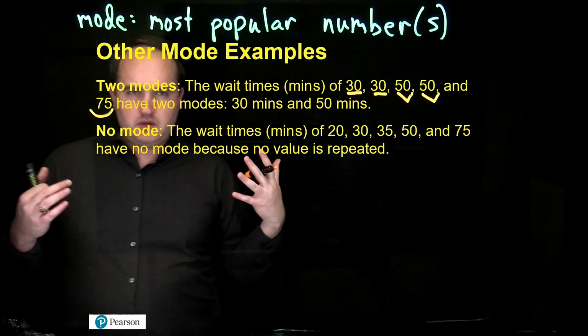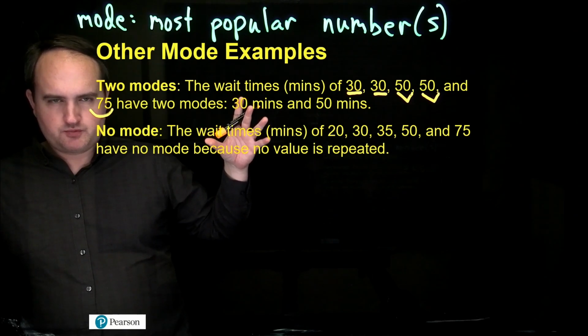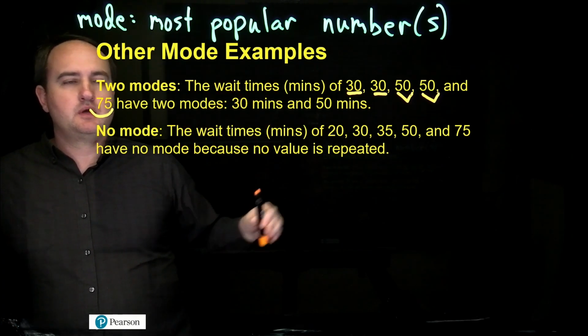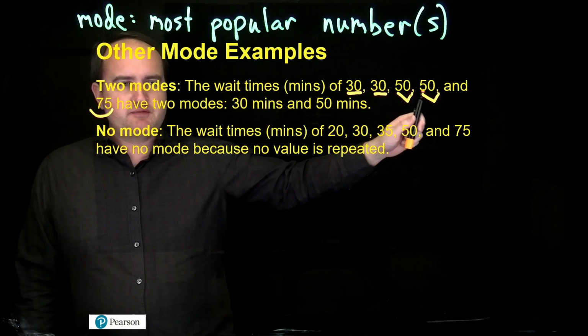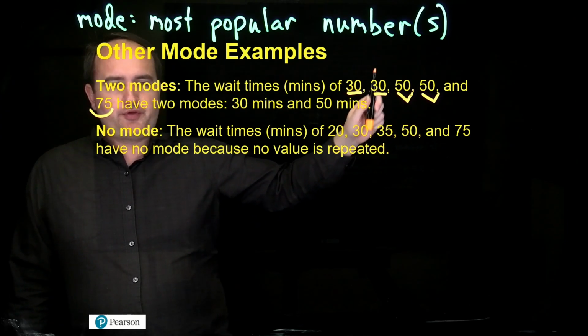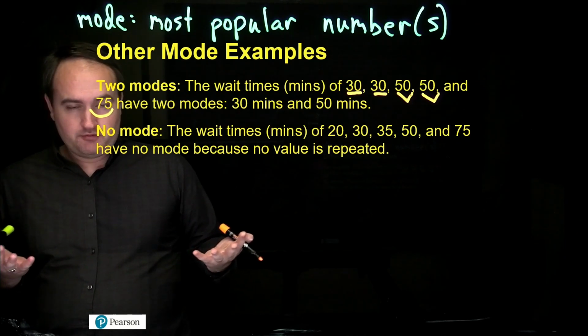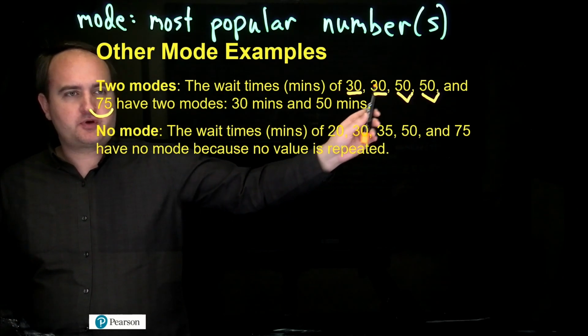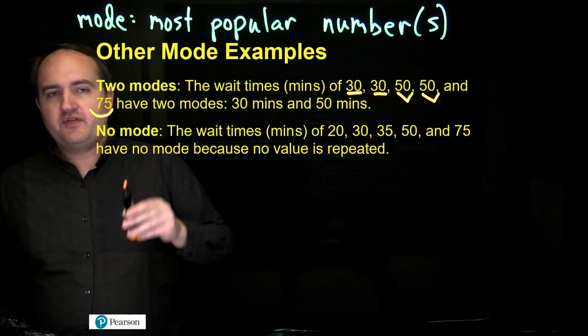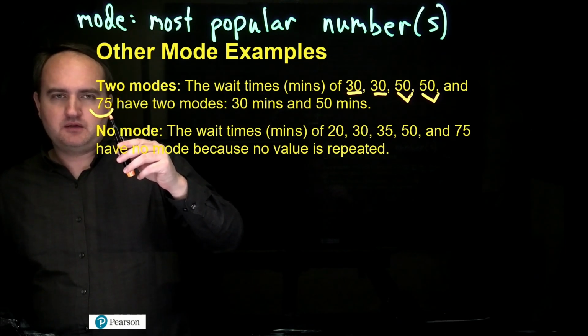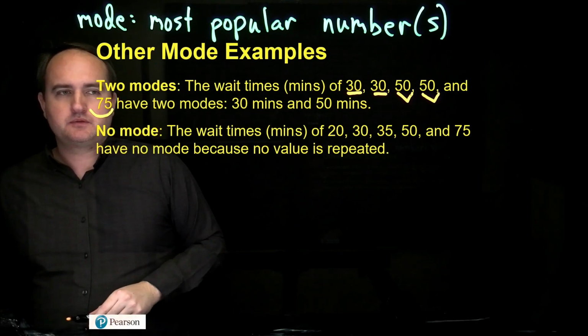So what are the most popular numbers? What numbers occur more than the others? Well, we have two 30s and we also have two 50s. So 30 and 50 sort of have a tie for the popularity contest because they both occur twice. And then 75 is definitely not going to be a mode because it only occurs once.